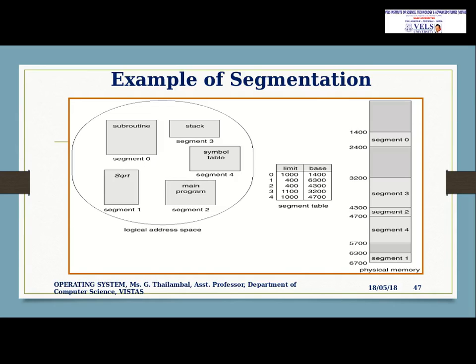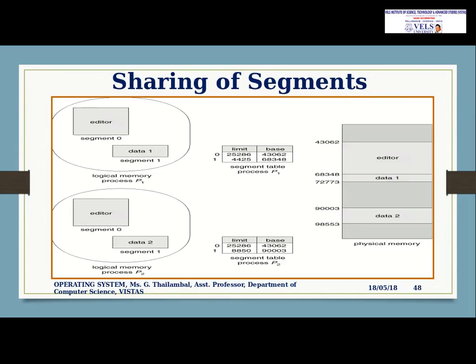And similarly for segment 1, the base address is 6300. So at 6300, segment 1 is stored, and what is the limit? How many lines are there? 400 lines. So 6300 plus 400 is 6700, and segment 1 finishes. Like a page table, it also has a segment table for accessing the physical memory for the segment.